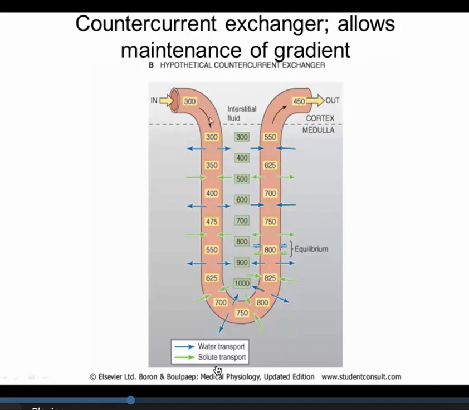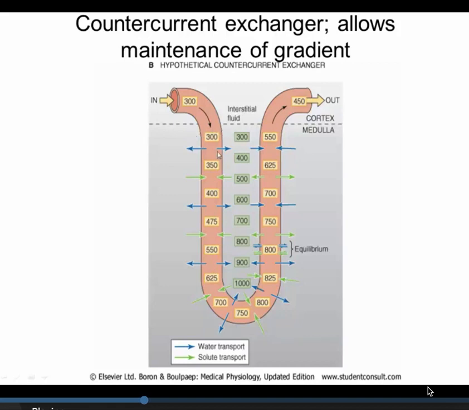Here's a vasa recta blood vessel, and this is the descending limb of the vasa recta, and the ascending limb of the vasa recta blood vessel. So in the cortex, of course, the interstitium is 300 milliosmoles per kilogram of water, just like the osmolarity of the blood, which arrives at the beginning of the vasa recta. The blood then flows down the descending vasa recta. Remember, this is a capillary, a leaky blood vessel.